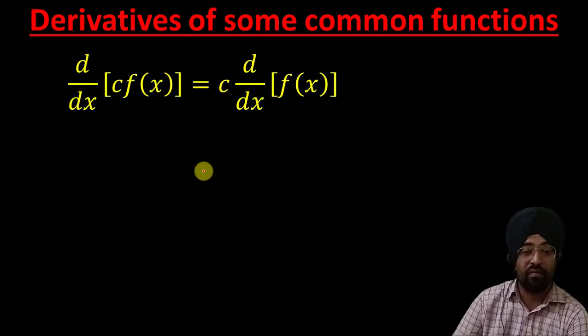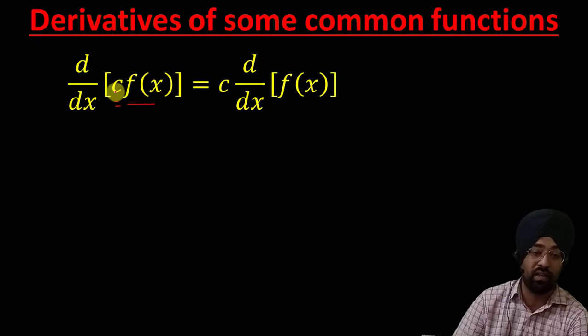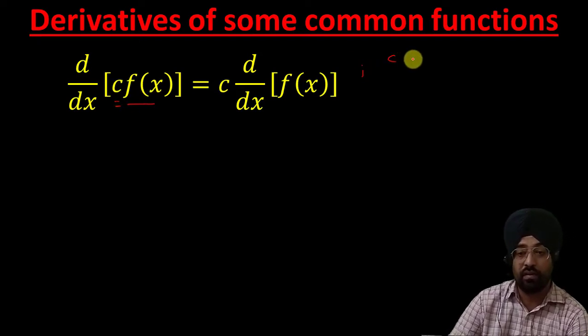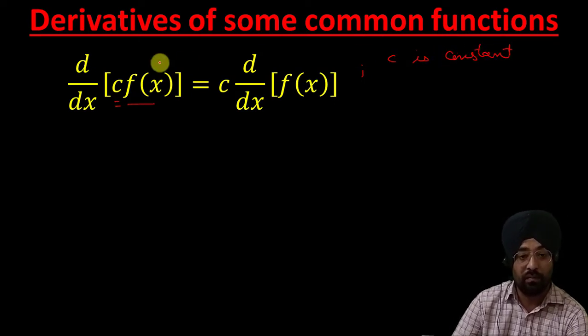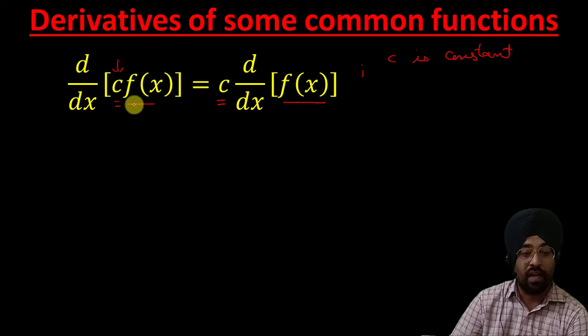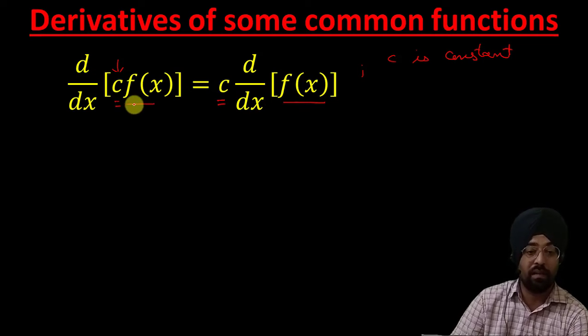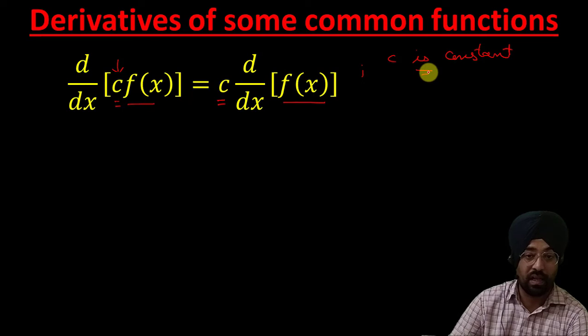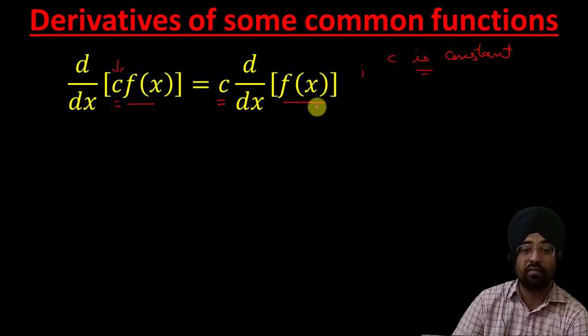Now third formula, if we have a function multiplied by some constant, then how to do its derivative? Derivative of a function multiplied by constant c, where c is constant, then c comes out of the derivative. So we just write c as it is, then derivative of f(x). So we can keep this c out of the differentiation, it becomes c d by dx of f(x).